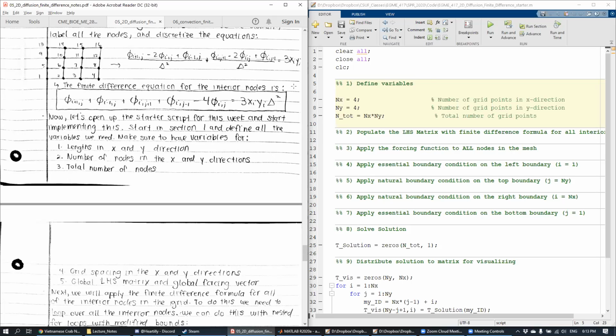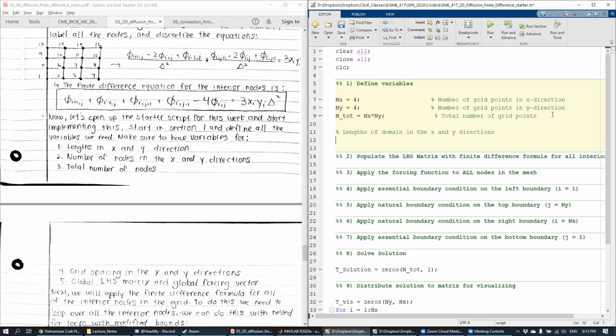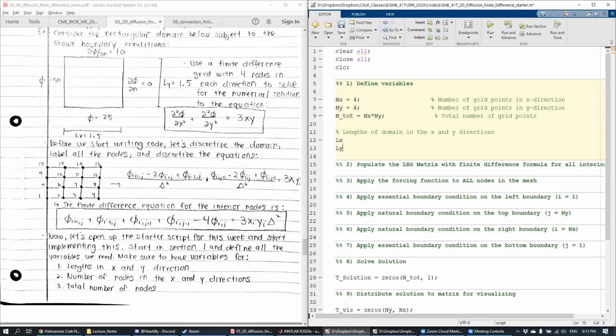Okay. All right, first thing we need to write is the length of the domain in the x and y directions. Okay. And so we're going to need Lx and Ly. All right, and so you can see from this problem right here, Lx here is going to be 1.5. So let's go ahead and put this as 1.5. Okay. And then Ly is also going to be 1.5. And so, if you want to put units on this, this could be like 1.5 meters.